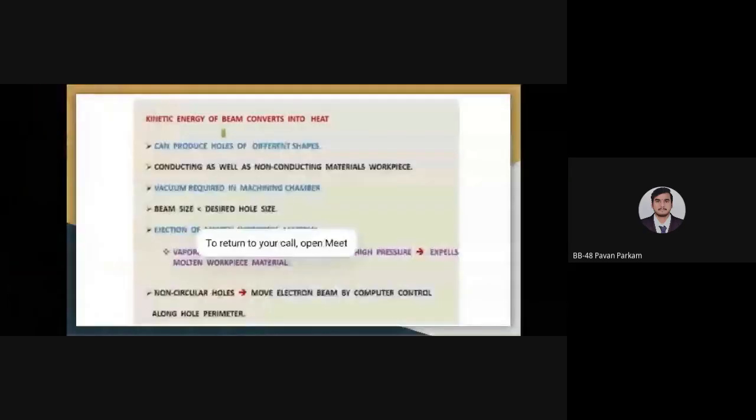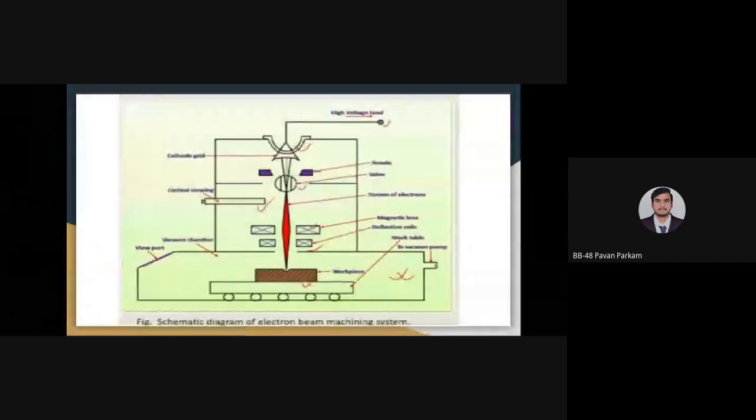Now come to the schematic diagram of the electron beam machining setup or system. Before discussing it, I request you to please draw this diagram, because this is the only diagram through which you can learn the working principle and all the components of this system. I will give you 2 minutes to draw this diagram, so please hurry up.